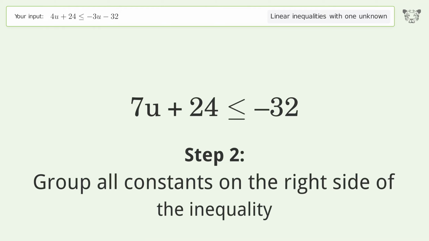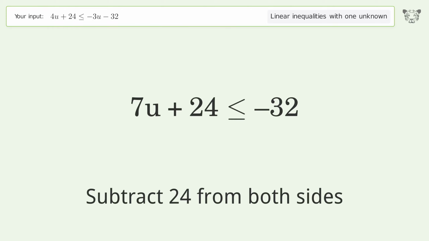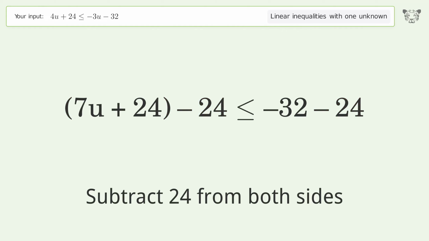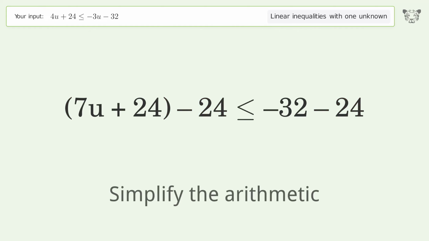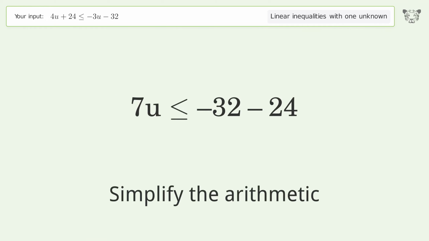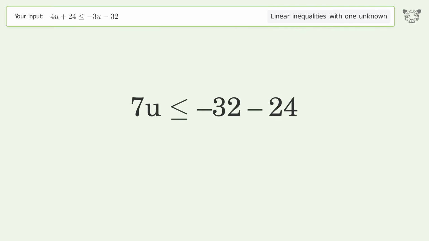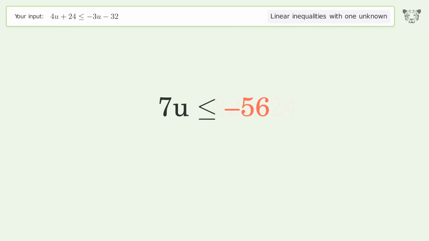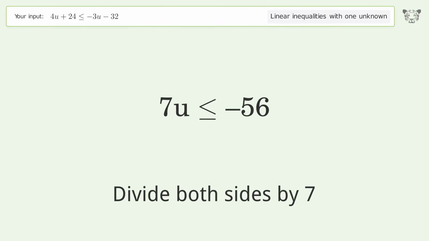Group all constants on the right side of the inequality. Subtract 24 from both sides. Simplify the arithmetic. Isolate the u. Divide both sides by 7.